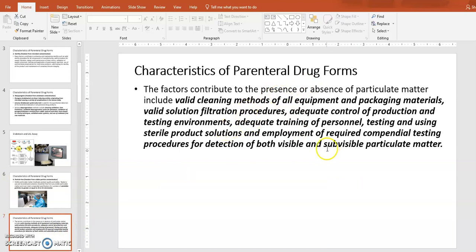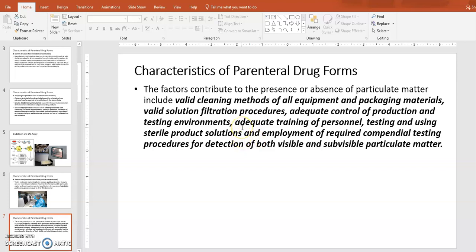So how do you make sure that there's no particle going into the drug? Of course, a valid cleaning method is important. Your vials should be all cleaned up, and all the equipment and packaging materials, with valid solution filtration. Filtration is a good way of removing any particles. And then adequate control of production. Of course, the particles should not be in your clean room air either. And testing the environment, so that's why you're measuring the particles with the particle count all the time.